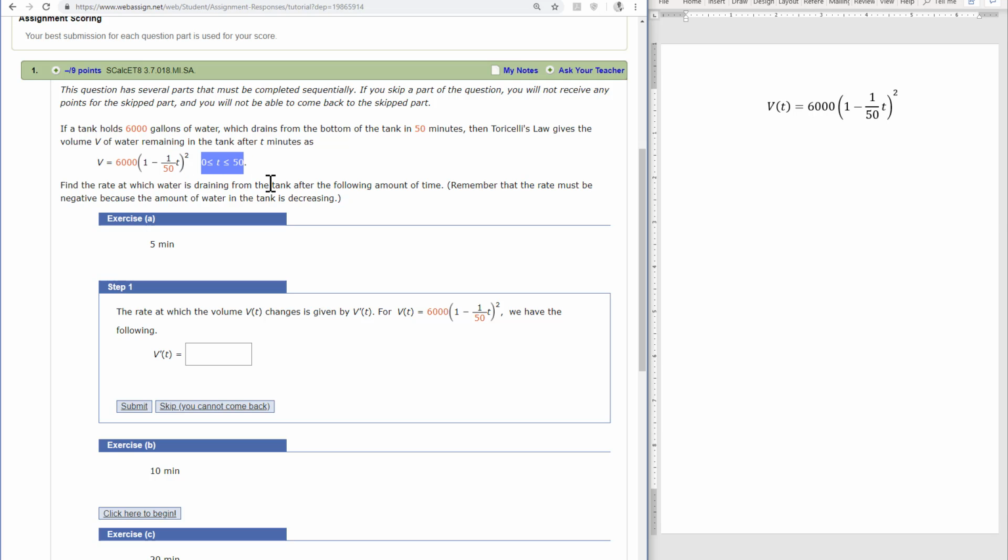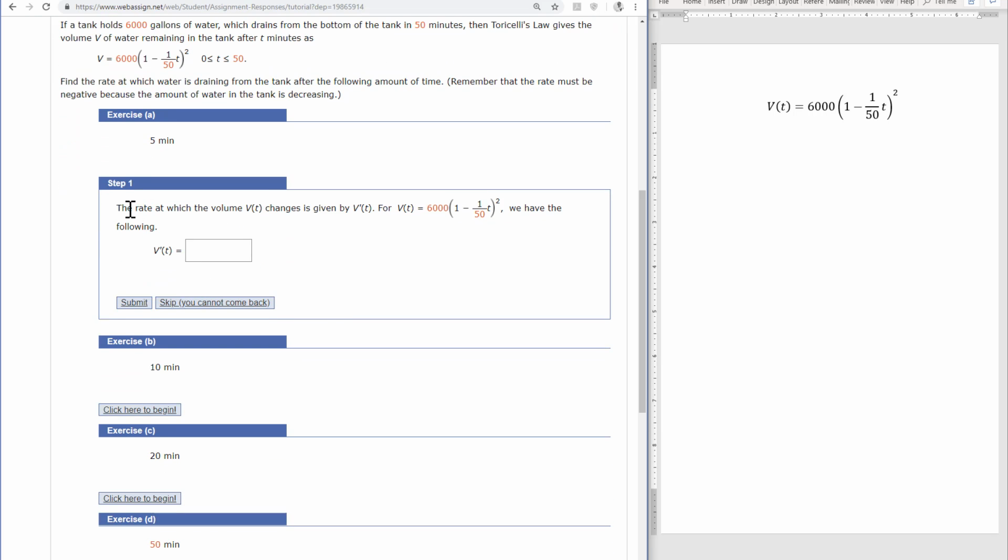And these are good values for t going from 0 to 50 minutes, because before time 0 there's nothing, and after 50 minutes the whole thing would have been empty. It says find the rate at which the water is draining from the tank after the following amount of time. So remember, the rate must be negative because the amount is decreasing. So the rate at which the volume changes is going to be given by the derivative of V, so that's V prime of t.